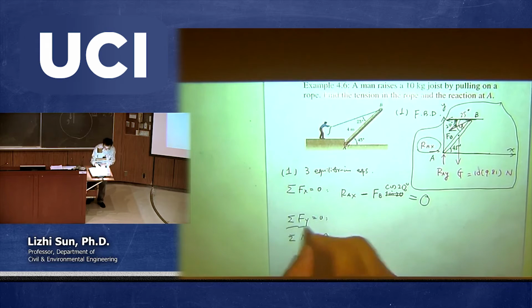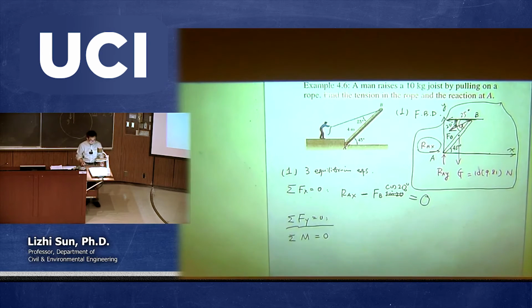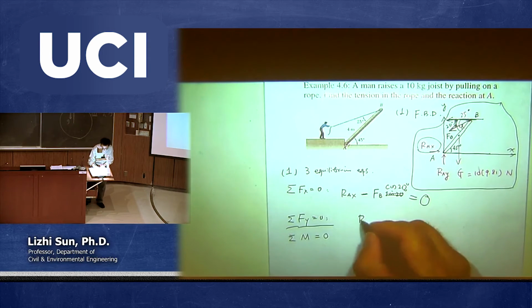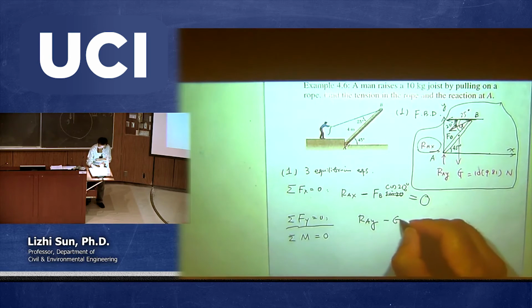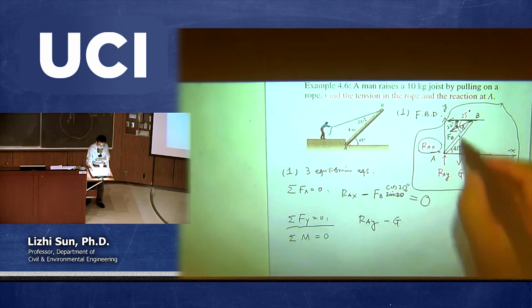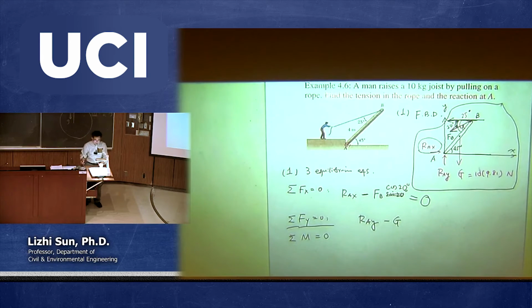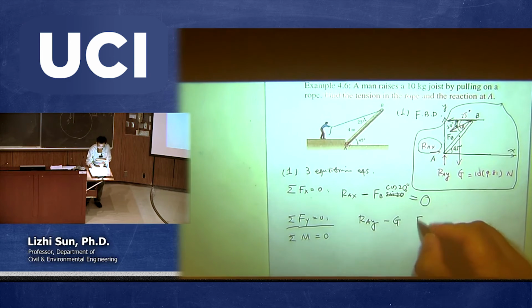The second equation is for y components. For the y component, number one, you have RAY, and you have G going down, that's minus G. And then this force FB should also have a y component, so that's going to be FB times sine 20 degrees.